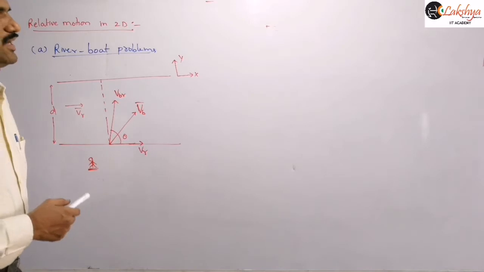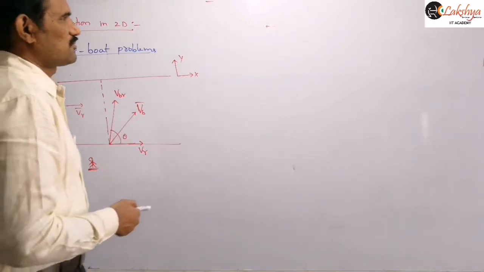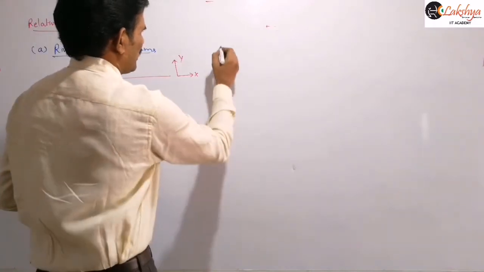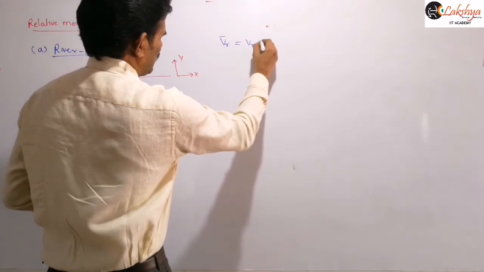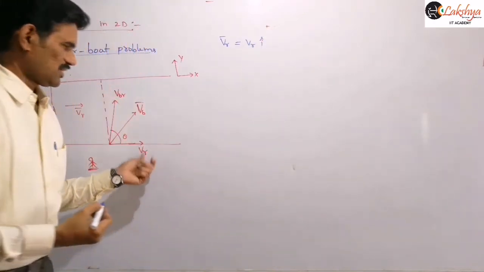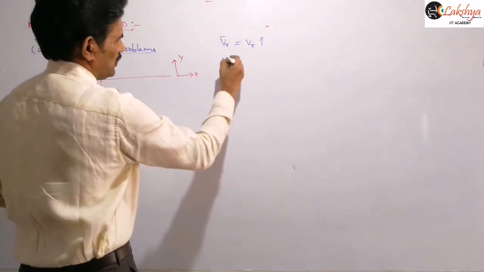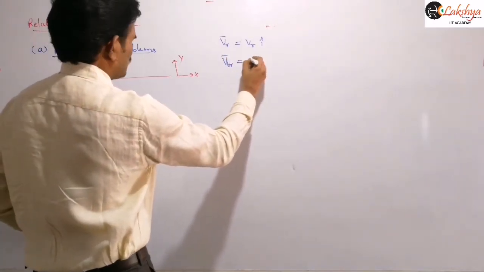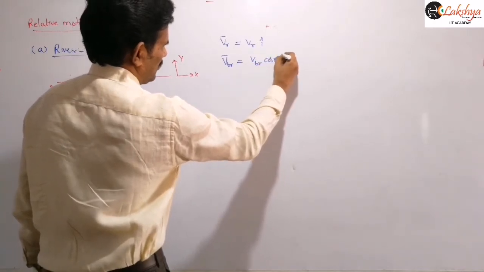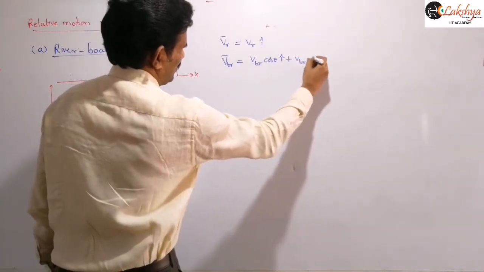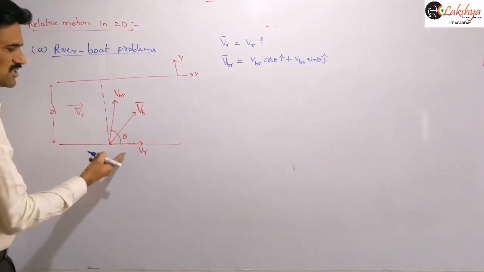And now let us write these velocities in components form. Let us write in terms of these components, Vx and Vy. Suppose I am writing this velocity of a river. So velocity of river we can write simply as VR i cap because it is only along this x direction here. Now VBR value I can write as VBR cos theta i cap plus VBR sin theta j cap, right? This we are just resolving into components here.